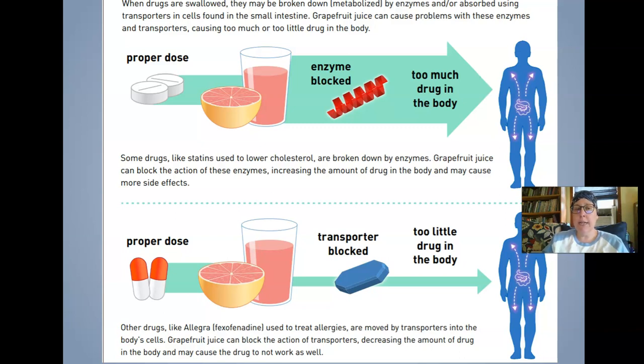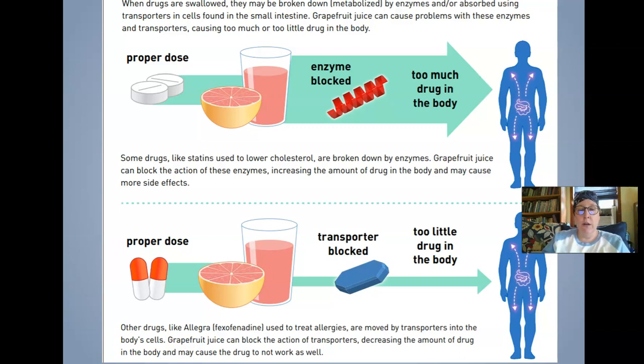Statins are used to lower cholesterol, and they're not a TDM, but they are broken down by enzymes. There are some of the CYP450 enzymes in the liver, and grapefruit juice can block the action of those enzymes that are specifically detoxifying the statins, and that increases the amount of the drug in the body and can cause more side effects. Statins can have some nasty side effects, but even more so if you're taking them with grapefruit.